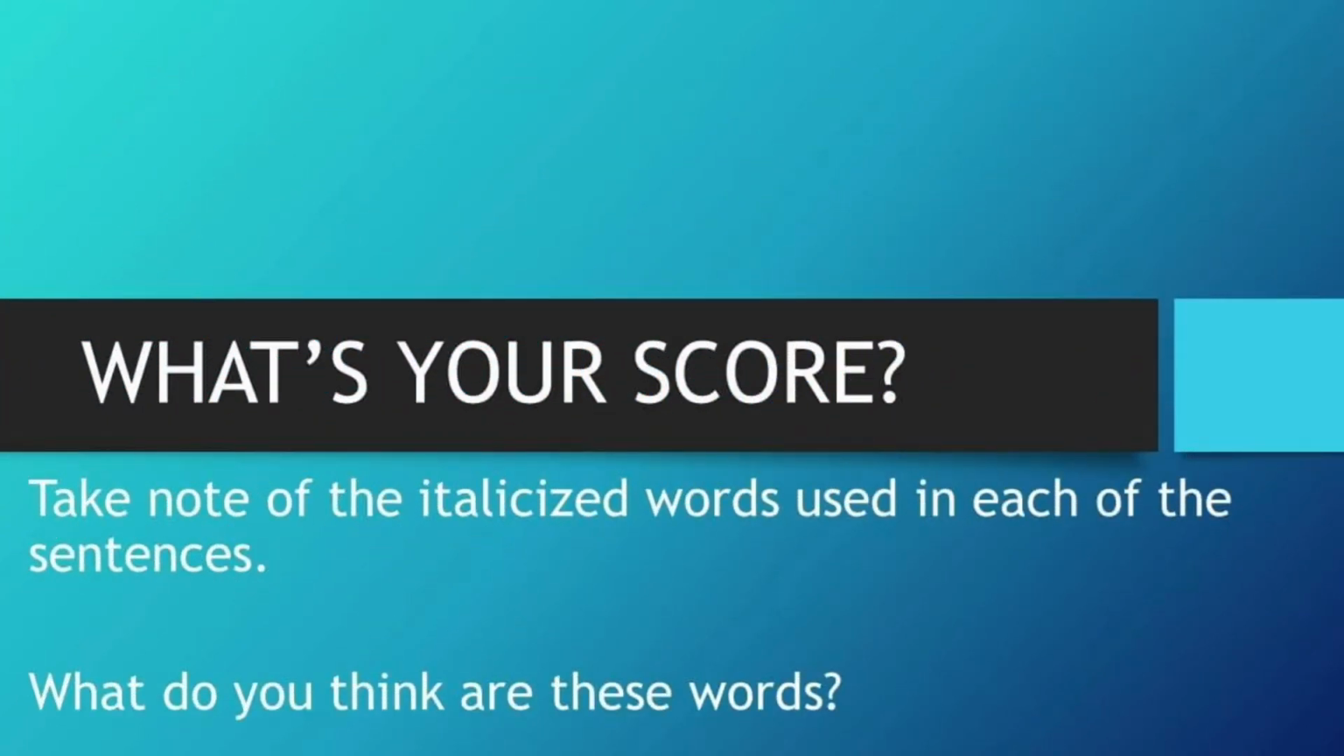So what's your score? Did anyone get a perfect score? Very good. Take note of the italicized words used in each of the sentences. What do you think are these words? These words are called modals or modal expressions. So as we go through this module, you will also learn each of the different types of modals.